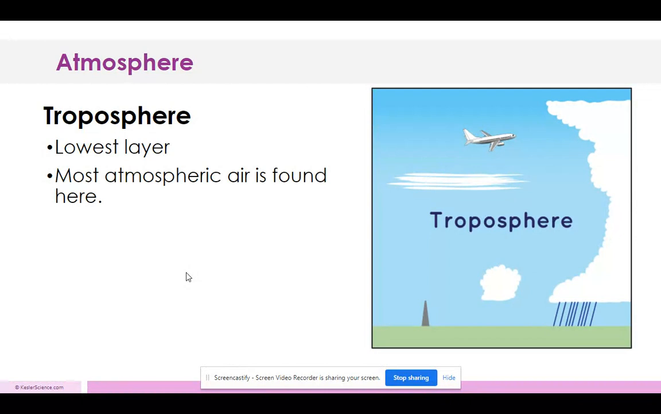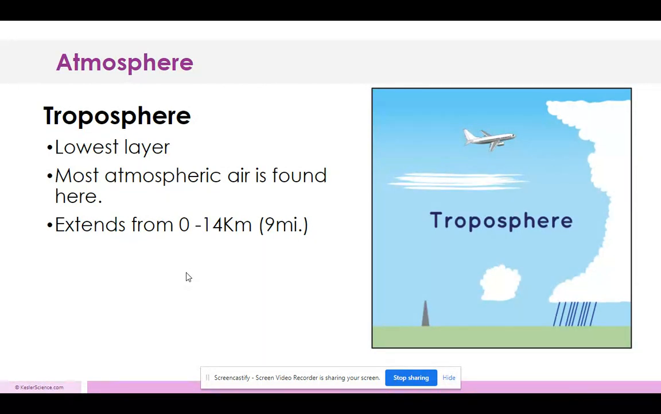Most of the atmospheric air is found here. It extends from 0 to 14 kilometers. I think we did the math, and for those of us who've taken airplanes before, like if we're going to fly at 15,000 feet, that's well below the top of this. The troposphere goes to 46,000 feet.